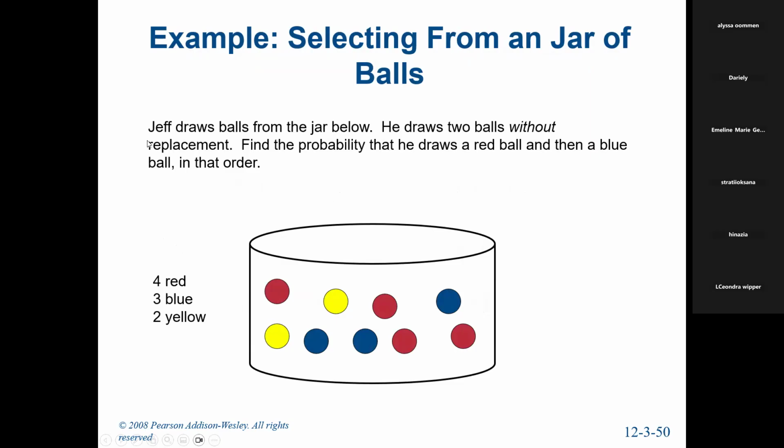Jeff draws balls from the jar below. He draws 2 balls without replacement. Find the probability that he draws a red ball and then a blue ball in that order. There are 4 red balls, 3 blue balls, 2 yellow balls. Okay, I wait for you.